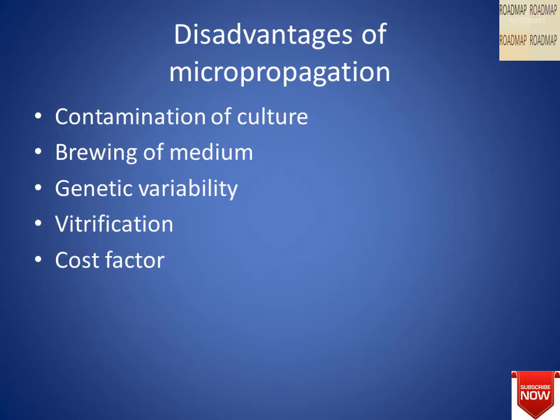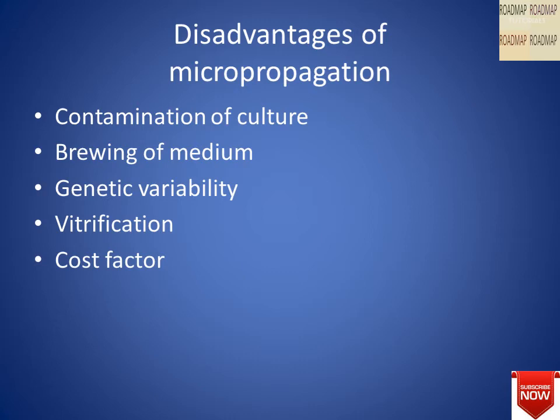Now there are certain disadvantages of micropropagation. The first one is the contamination of culture. During the course of micropropagation, several slow-growing microorganisms contaminate and grow in cultures, like Bacillus species. The microbial infection can be controlled by the addition of antibiotics or fungicides. Now this will adversely influence the propagation of plants.